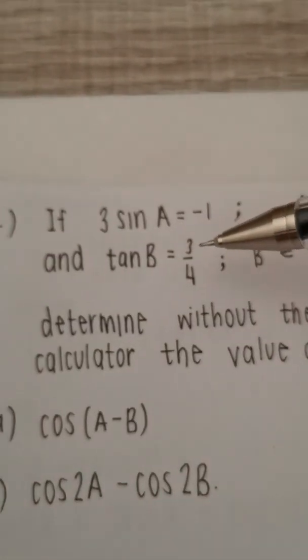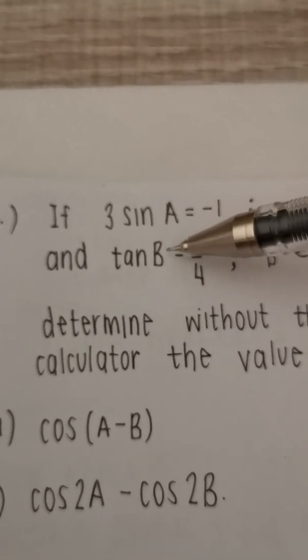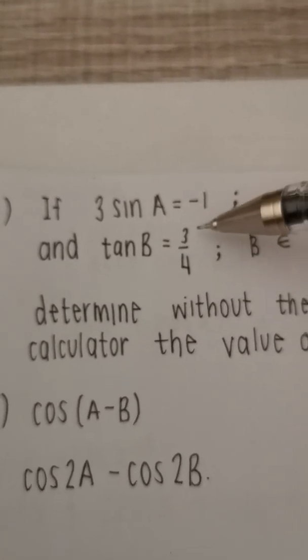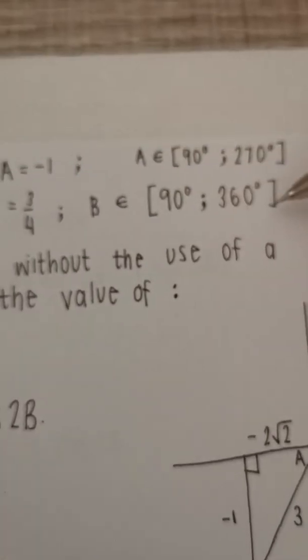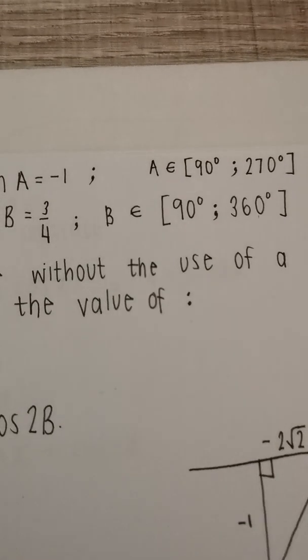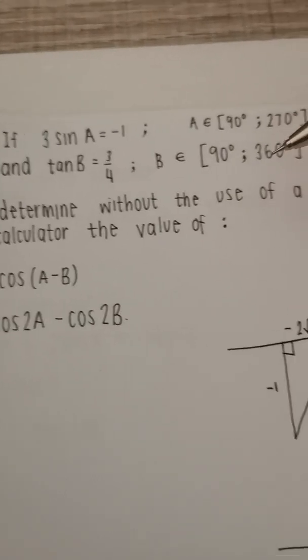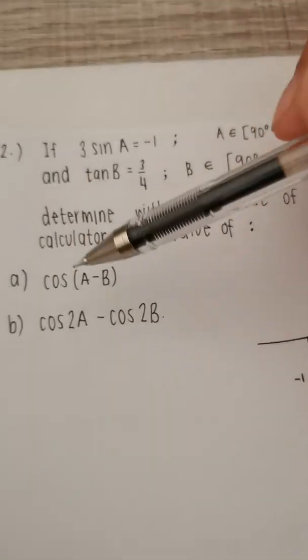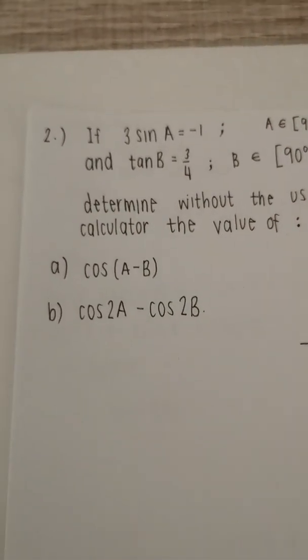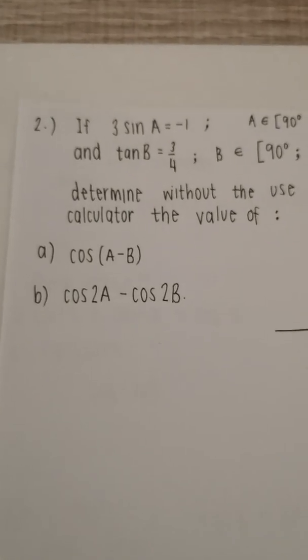Okay, and then they've given me tan of another angle. Tan B is 3/4, and they've given me again a restriction of B where it should be between 90 and 360. It says determine without the use of a calculator the value of, and they've given us two particular expressions that we need to find the value of.